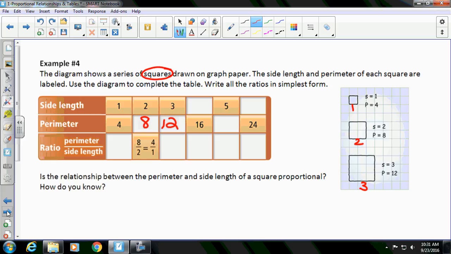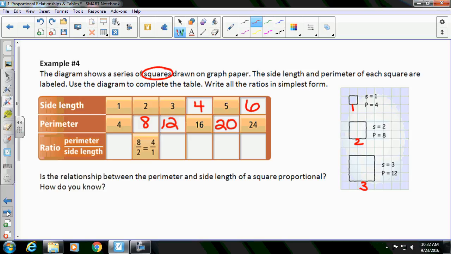16 over what is going to simplify to 4 over 1? 16 divided by 4 would give me 4. For the next one, 5, the perimeter would have to be 5 times 4, which is 20. And if the perimeter is 24, the side length must be 6. If I divide 24 by 4, I get 6.